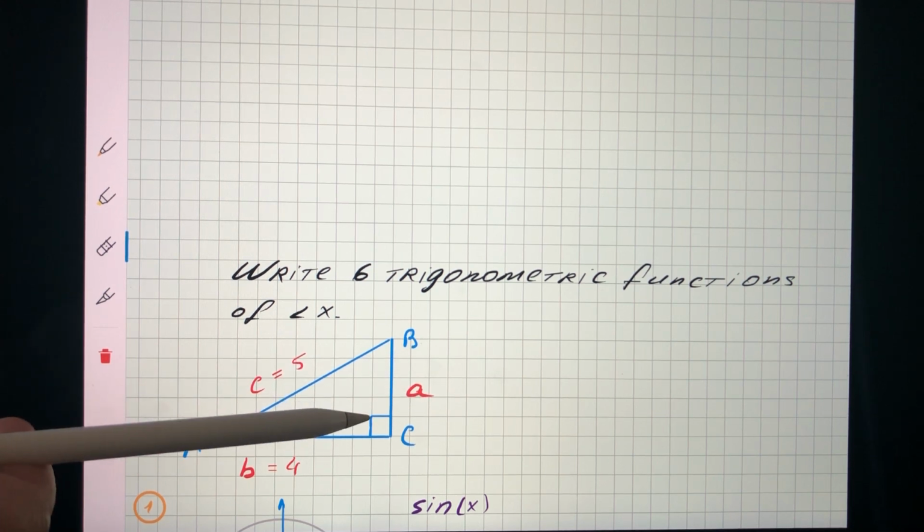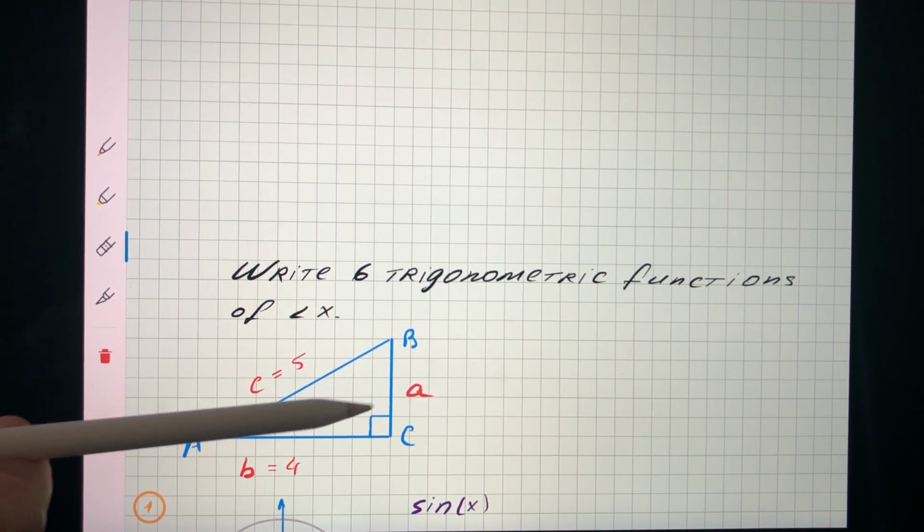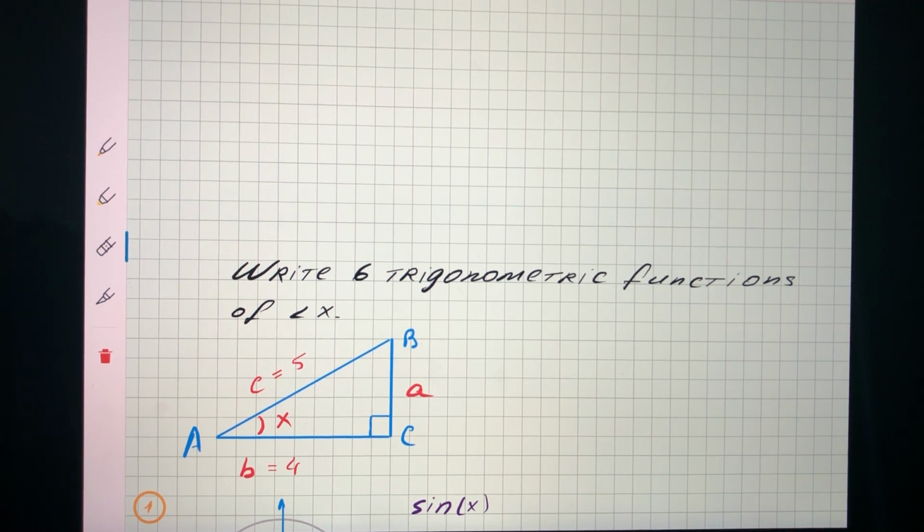Because this is a right triangle, we can use the Pythagorean theorem. So let's do that. Pythagorean theorem says that a squared plus b squared is c squared. And for us, that means a squared plus b, which is 4 squared, is 5 squared. That makes a squared plus 16 is 25. And if we minus 16 from both sides, we will get a squared is 9.